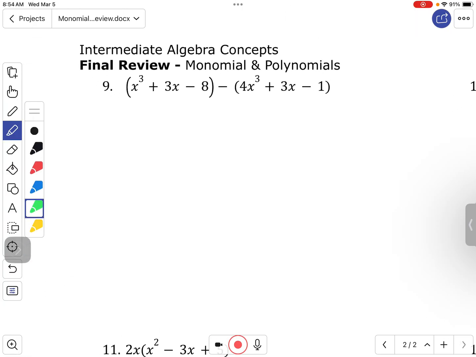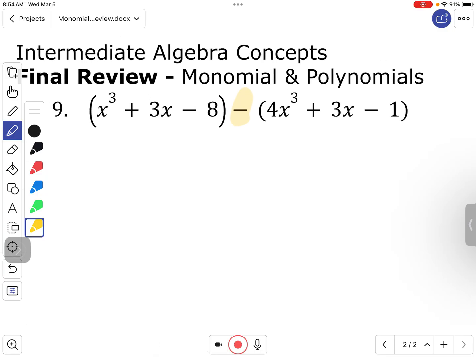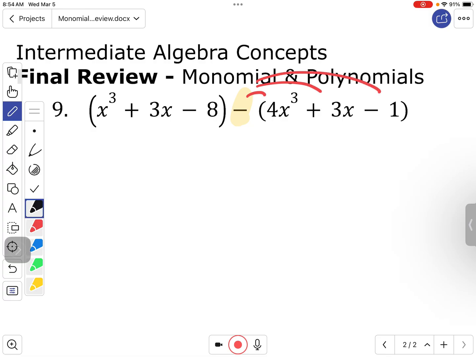Okay, looking at number 9, I have this minus in the middle. So when you have that subtraction in the middle, we have to distribute that subtraction to every piece on that second set of parentheses. So the first set of parentheses is going to stay the same. So I have x to the third plus 3x minus 8. That's going to go in parentheses.